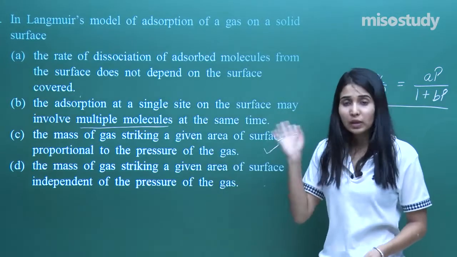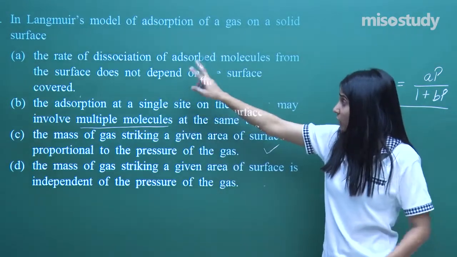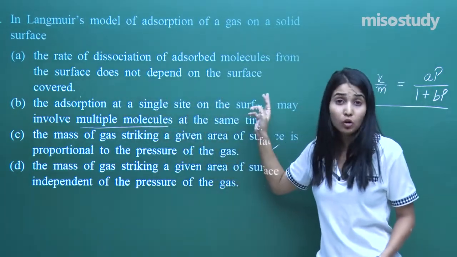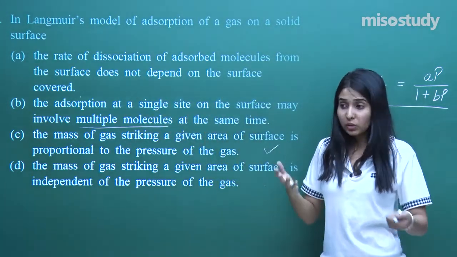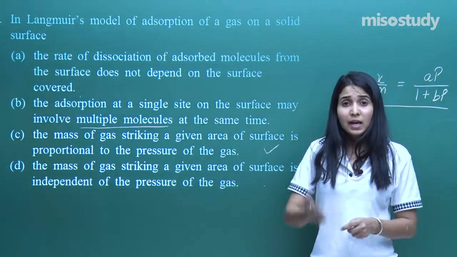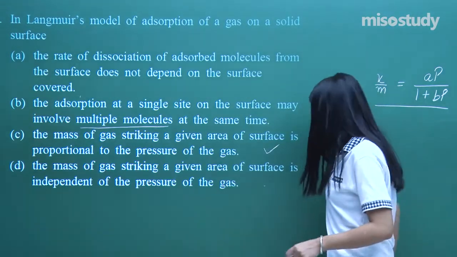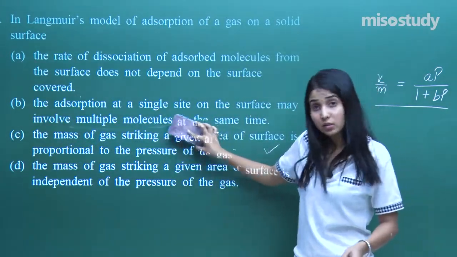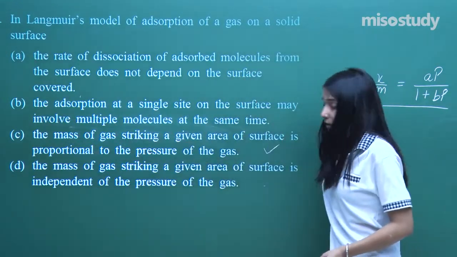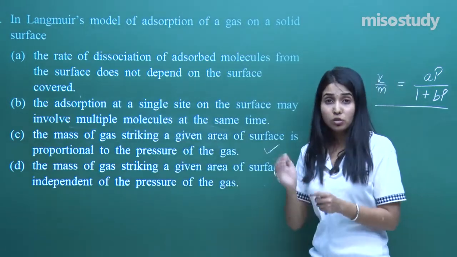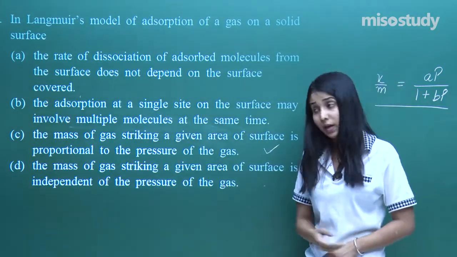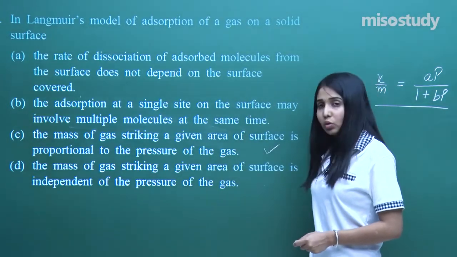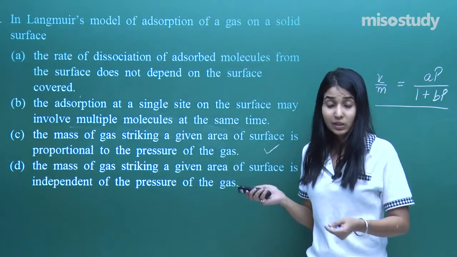So this one is ruled out as well. The first one: the rate of dissociation of the adsorbed molecule from the surface does not depend on the surface covered. Is it true? Does it ever happen? Every time, for each type of adsorption that I talk about, I always discuss that the surface covered depends on the quantity, on my value that it reflects, right? So even that one would be ruled out. So this way I can say that it would totally depend, because that's how the formula is given and that's how it is done.